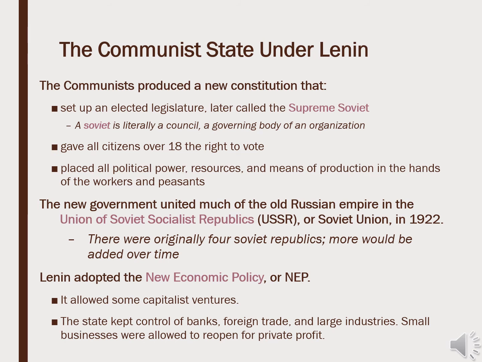So Lenin and his buddies, the Bolshevik communists, have taken over. And now that the war is over, now that they have got control, they begin to reorganize everything. And they're going to produce a new constitution that sets up an elected legislature, which will eventually be called the Supreme Soviet. And a Soviet, like I said earlier, is basically just a council. It's the governing body of an organization. And what happens is they create Soviets at every level, these councils at every level.